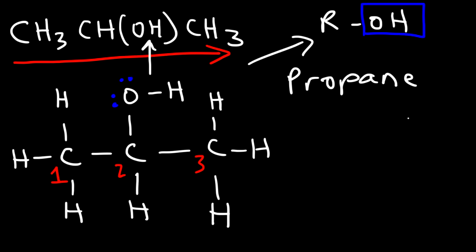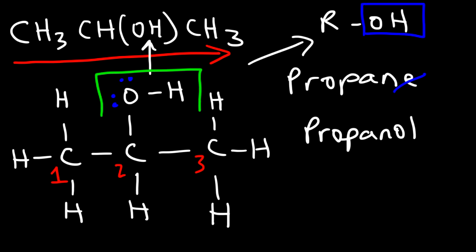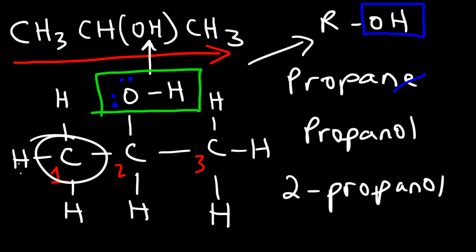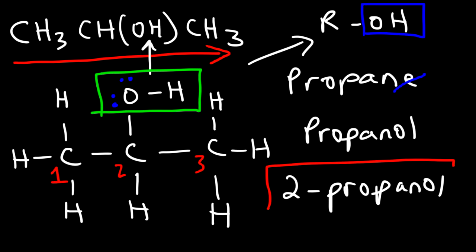Prop is associated with 3. Now, we do have an alcohol, so we're going to take off the E and add OL. So this is going to be called propanol. Now, the last thing we need to do is identify the position of the alcohol, or the OH group. The OH group could be on carbon 1, but it's on carbon 2, and so we need to specify the position of the OH group in this molecule. So this is going to be called 2-propanol. If the OH group was on carbon 1, it would be called 1-propanol. So this is how you can name this particular alcohol.